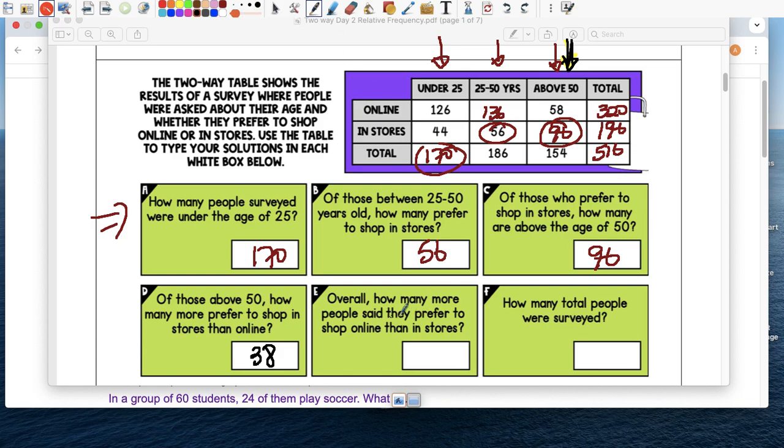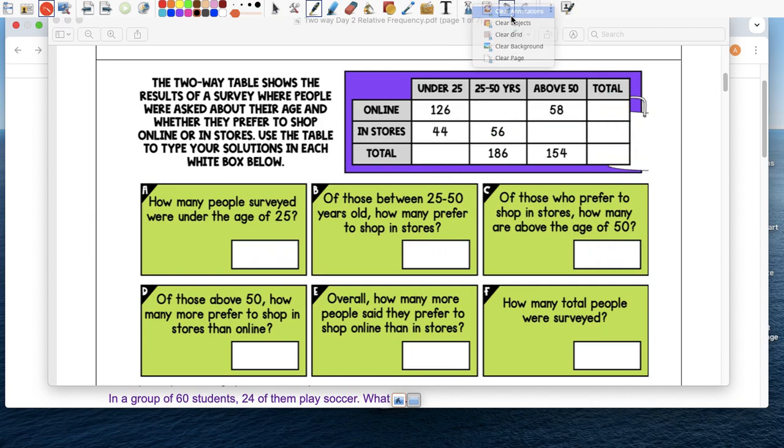So if you think about it, the online people, it's 320, right? I got it from here. The in-store people is 196. So if you subtract those two, you get 124, and that's the answer. How many total people? 560. Okay, so that's pretty much how to read a two-way table.